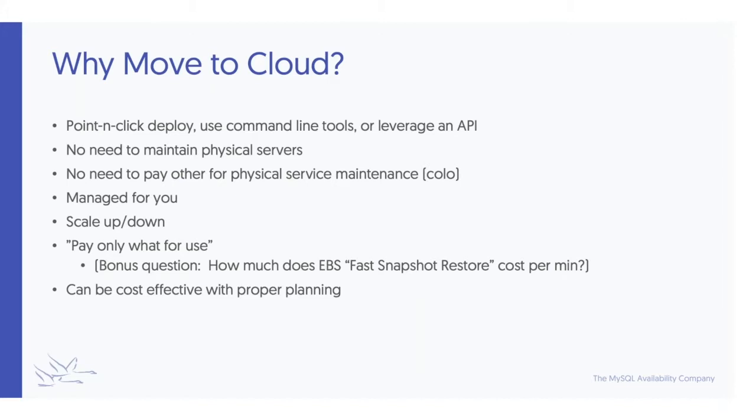Now, I've posted this little bonus question in here because trying to figure out how much you're going to pay can be quite difficult. So in AWS, doing a fast snapshot restore on EBS, how much does that cost per minute? It's kind of hard. You can look it up, but it's kind of hard to plan the exact cost. So it's just one thing that you need to be careful with when deploying to the cloud is that you can get a general idea of your costs and estimate it, but there may be some additional unexpected costs. Again, with proper planning, you can be cost effective.